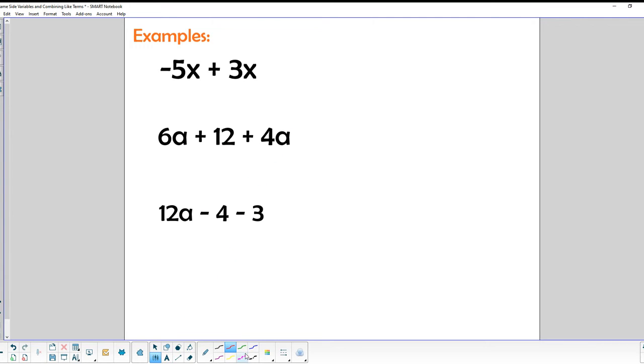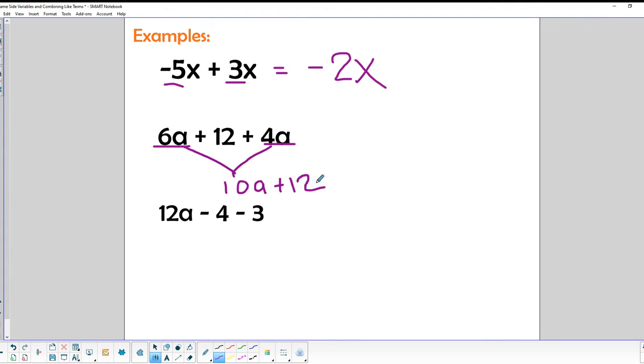So if we combine the like terms before we move on any further, negative 5x plus 3x would equal negative 2x. So you simply add the number in front of the x, which is called the coefficient, and so you get negative 2x. On the second example here, 6a and 4a are like terms, so they can actually be combined into 10a. And after I have 10a, then I just put down the plus 12 because it's a constant. So you can't combine it with this first variable term. So 10a plus 12 is our simplified expression there.